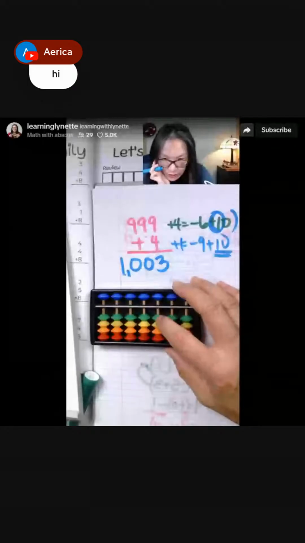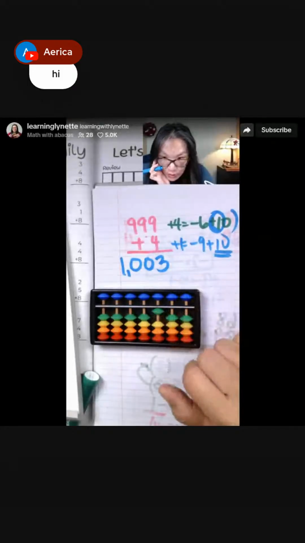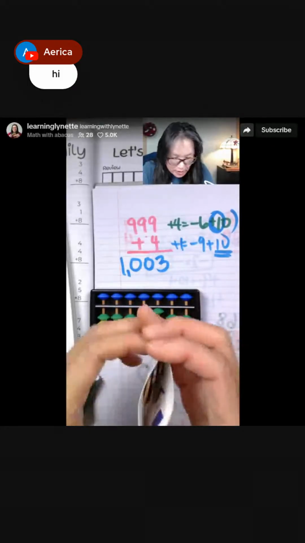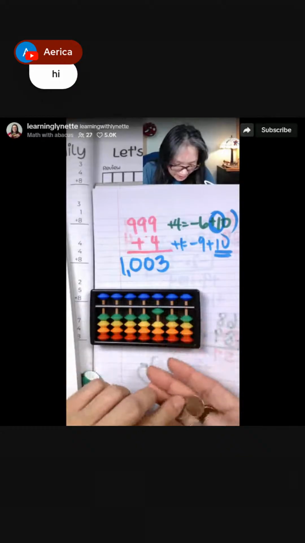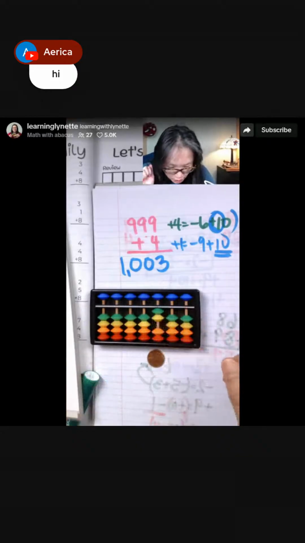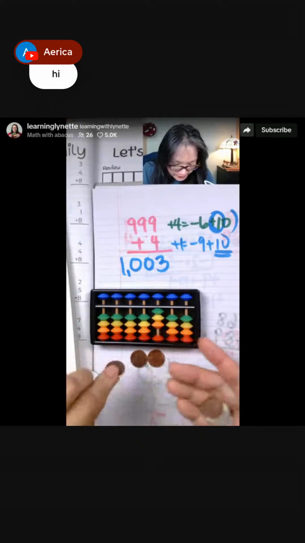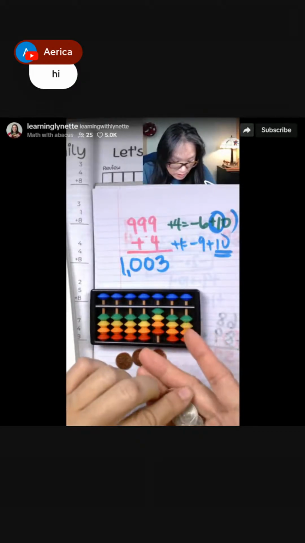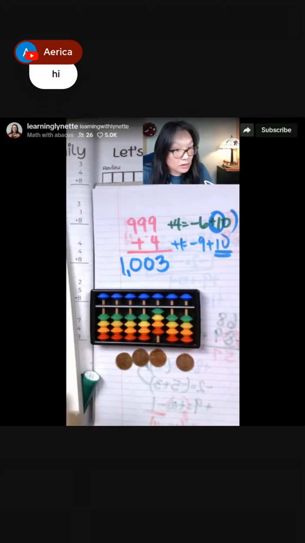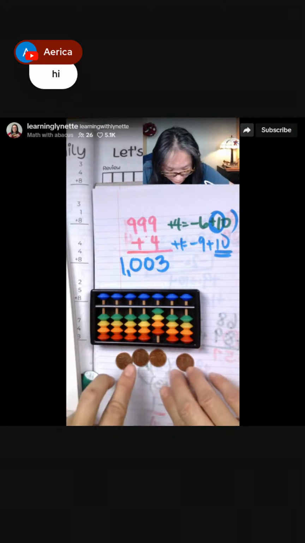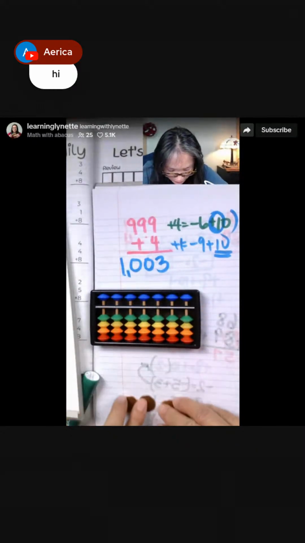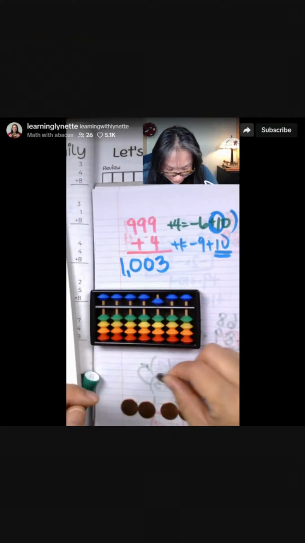This is a penny, right? This is 1. This is 2. This is 3. This is 4. Then what? We're going to do 5. For 5, we take away all the 4s and we add the 5. This is 5. 5 will always be the top bead. The top bead is a value of 5, no matter what.